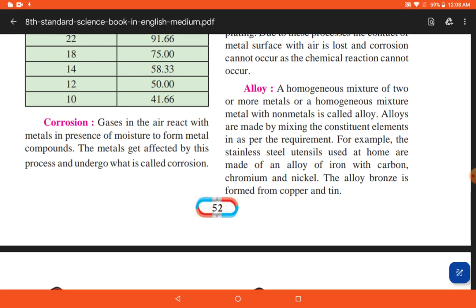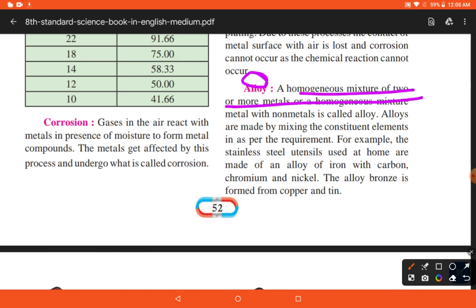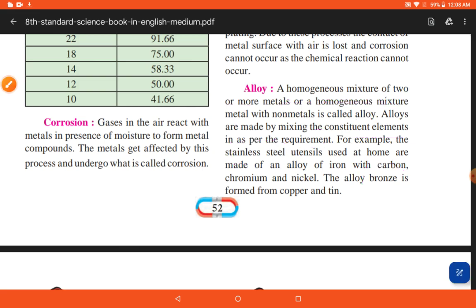Alloy is also there. Amalgamation, it's alloy formation. It's a homogeneous mixture of two or more metals. They are made by mixing the constituent elements as per the requirement. For example, stainless steel consists of carbon, chromium, iron, and nickel also. Bronze consists of copper and tin. And brass is copper and zinc.